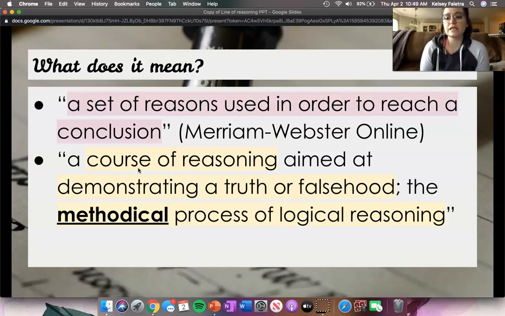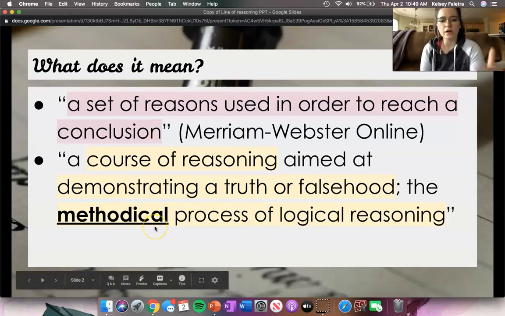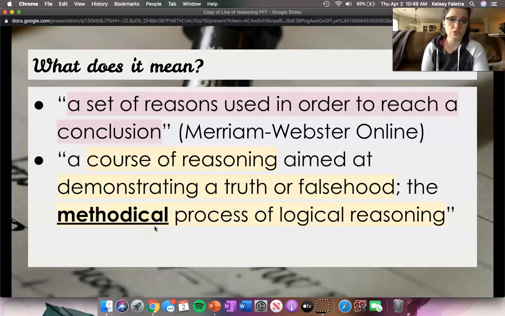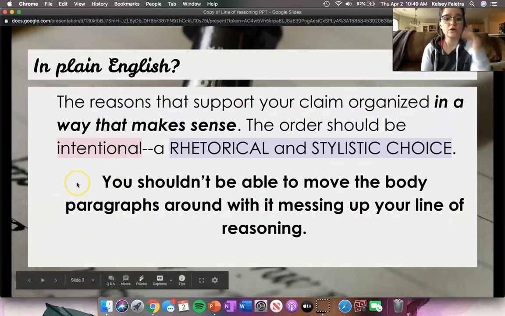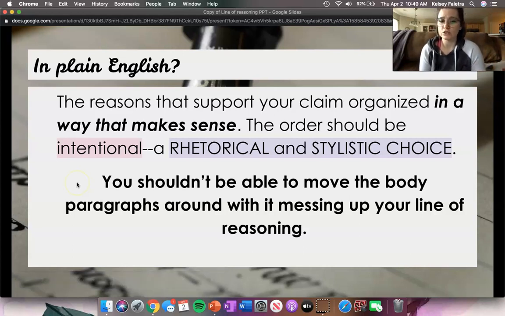A line of reasoning is the set of reasons you use to reach a conclusion. So when we talk about logic, we set up premises that lead to a conclusion, and that's what argumentation is. It also is a course of reasoning, a methodical process that shows logic. In the context of our writing, it needs to be intentional. The order should be intentional in a way that makes sense. It's a rhetorical and a stylistic choice, and you shouldn't be able to move the body paragraphs around.